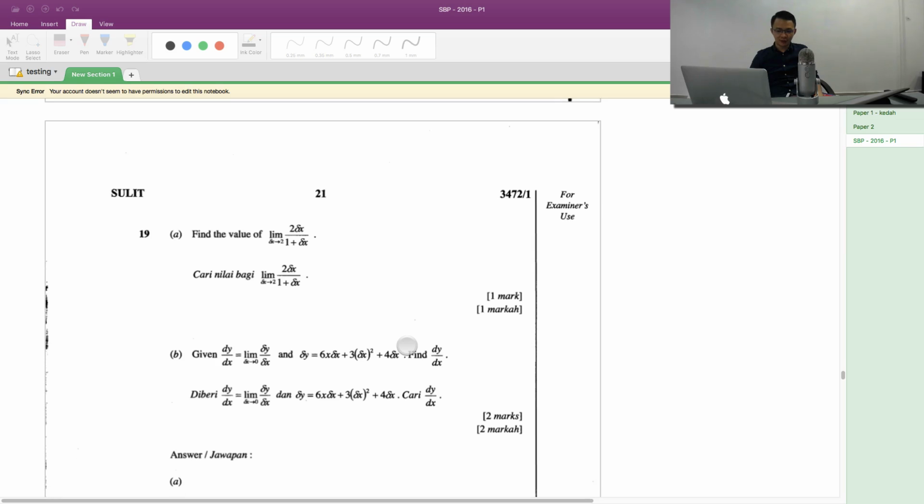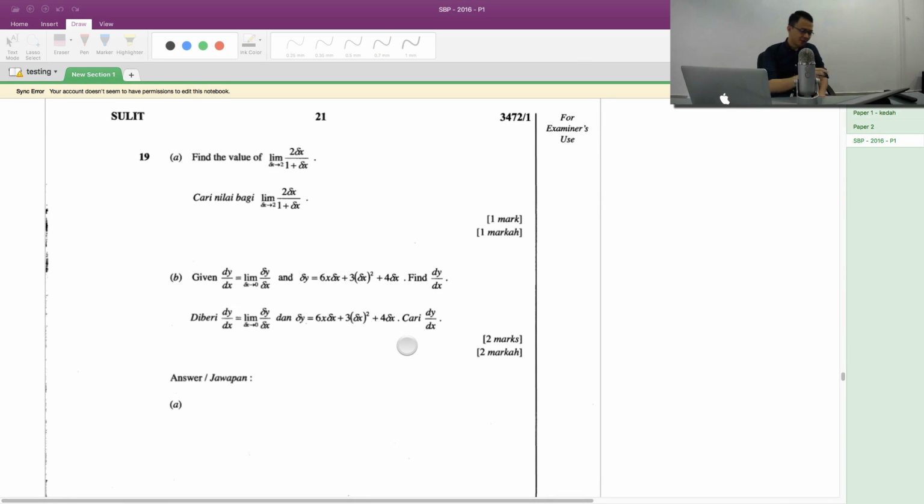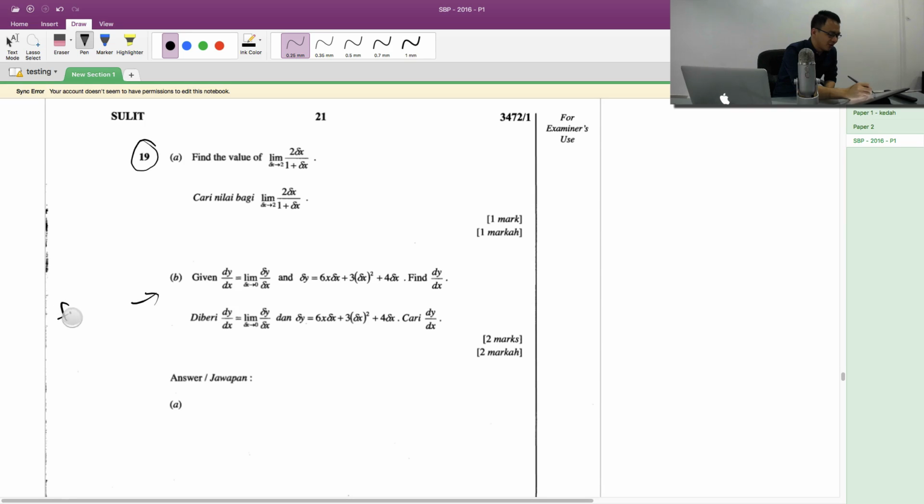Okay, so yeah, we will go to this one. Okay, this one is a bit different. I won't say it's difficult, but I said different. And for part B, this one is actually related to the first principle. I do have one video to teach students how to do the first principle of differentiation, but actually it's coming out in the SBP paper, so I will teach you from part A first.